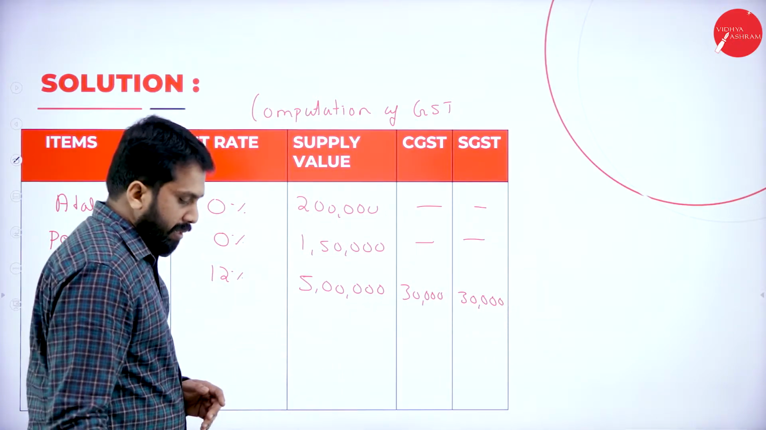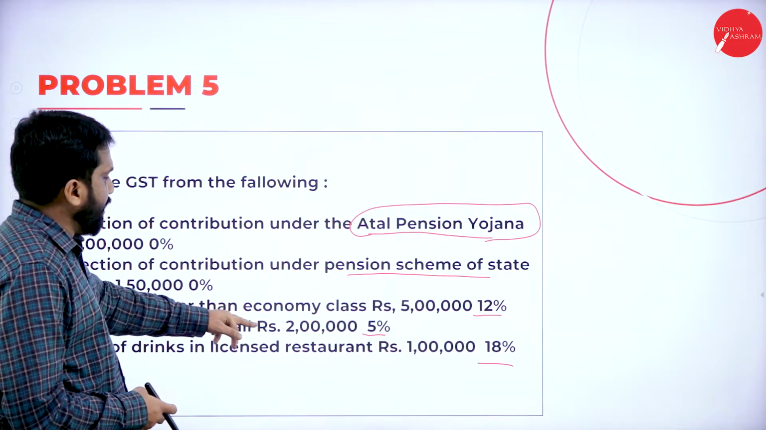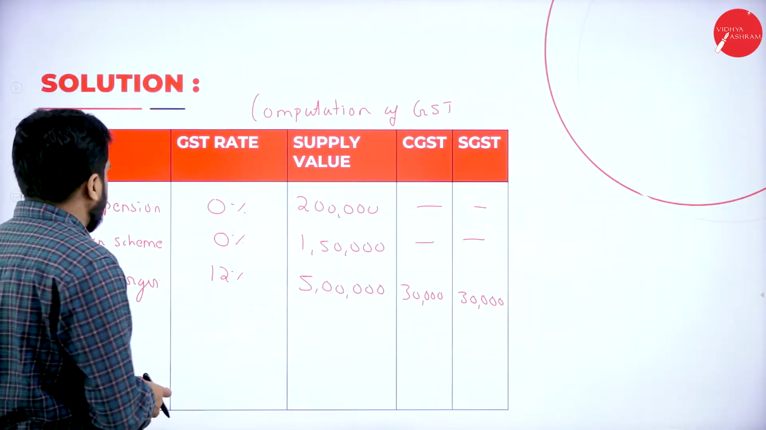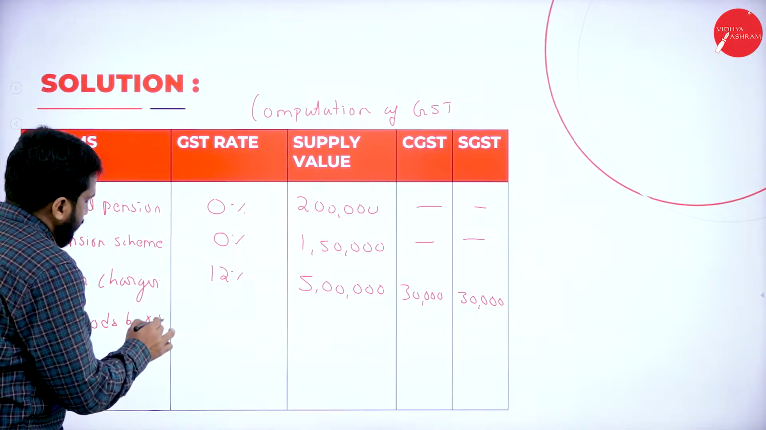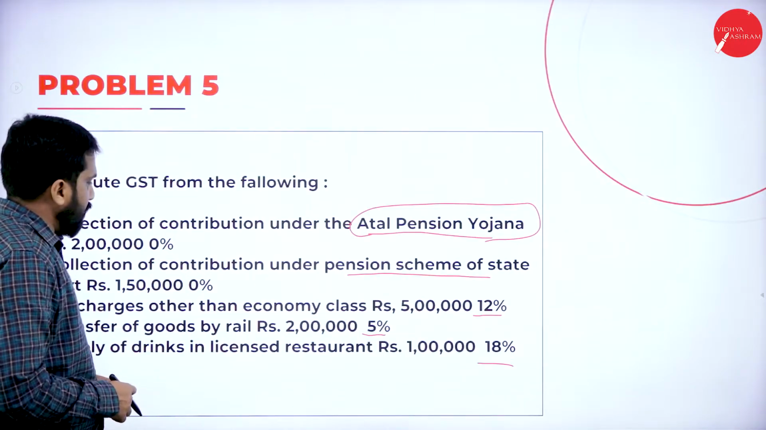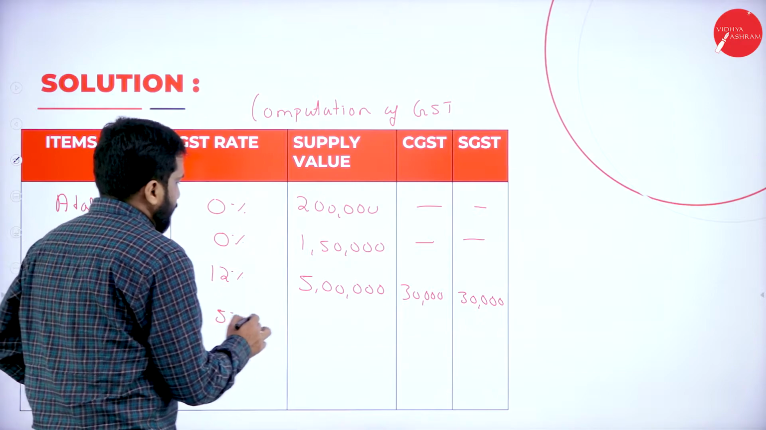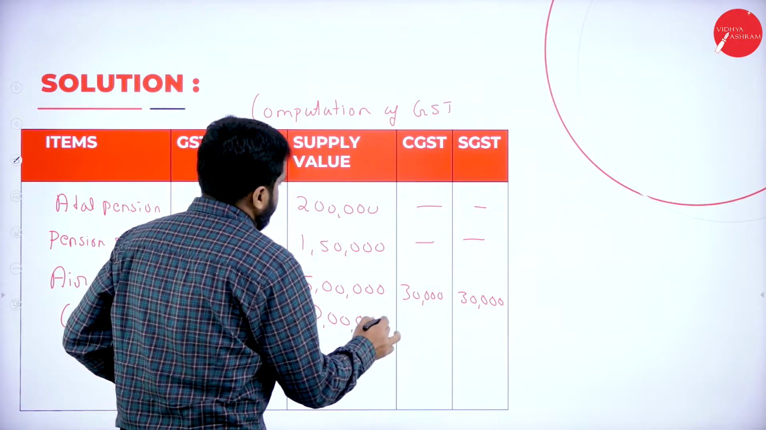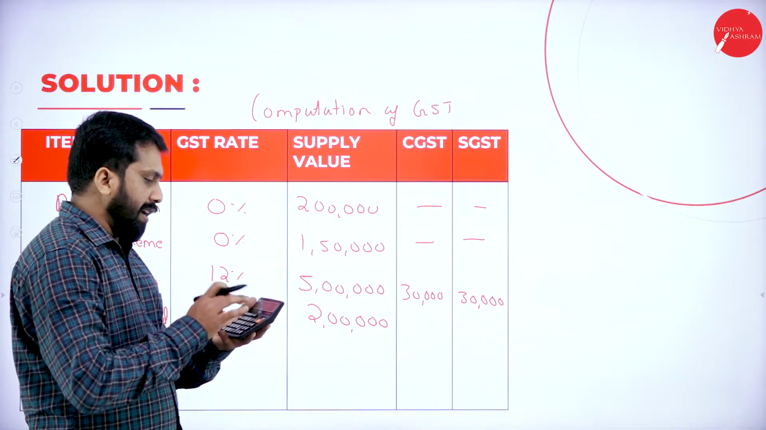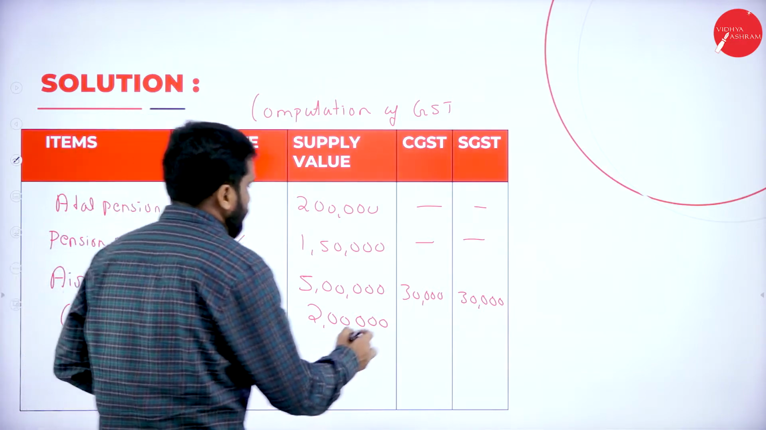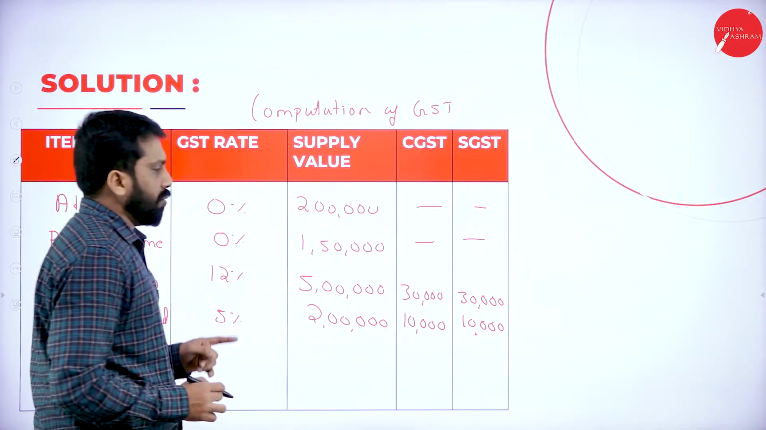Next, this is done. Next one. After air charges, transfer of goods by rail, 2 lakh at 5%. What is the value? Value is 2 lakh and percentage is 5%. Calculate 2 lakh into 5%, it is 10,000 and 10,000. Hope you are clear.